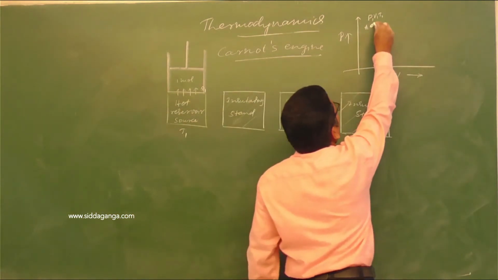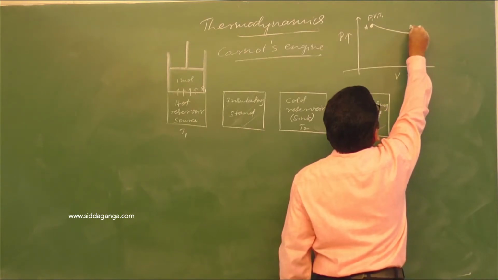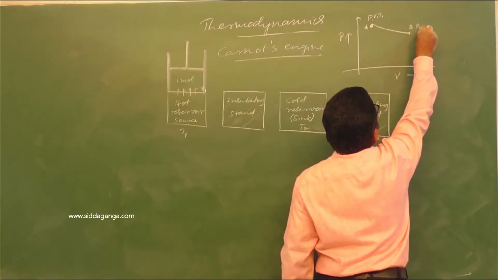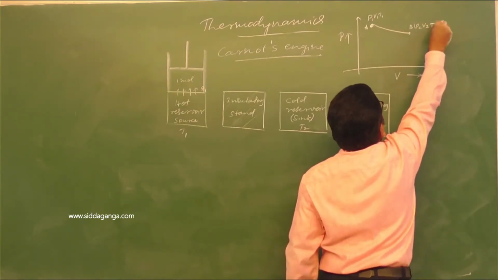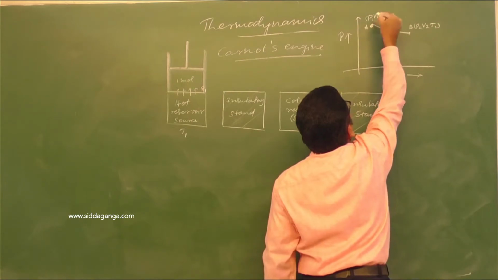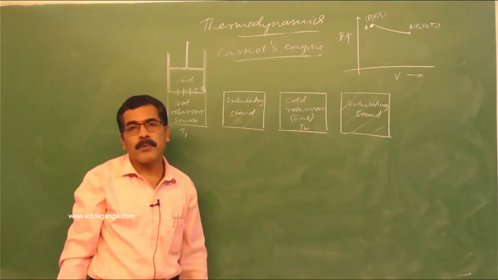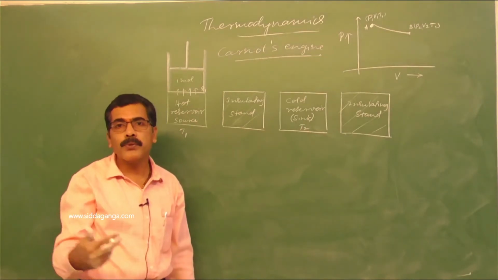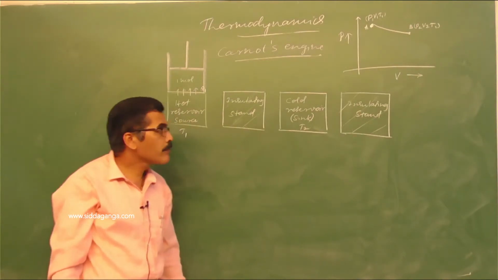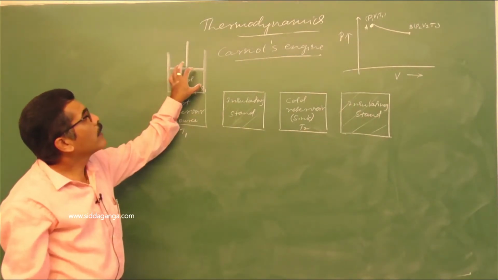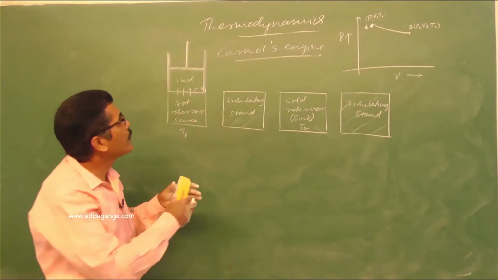Therefore, it is represented by the curve AB. Here pressure is P2, volume V2, but temperature T1. This expansion is an isothermal expansion. The gas expands isothermally at constant temperature T1. As a result, during isothermal expansion, it pushes the piston upwards.